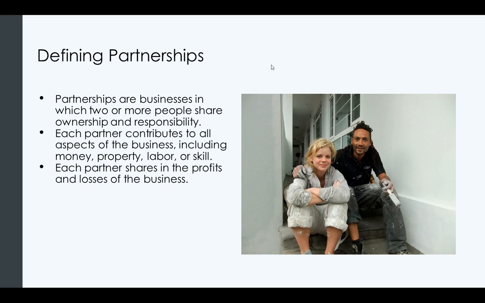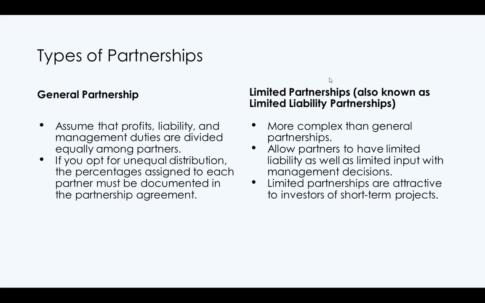But based on the partnership deal, the paperwork that you originally create the partnership with, you can divide that up into different percentages. It doesn't have to be 50-50, for instance. So general partnerships, speaking of 50-50, assume that profit, liability, and management duties are divided equally among the partners. So if there's 2 people and a general partnership exists, they each get 50% of all of those. If there's 3 partners, then they each get a third, or 33.333% of the profits and liability and so on.